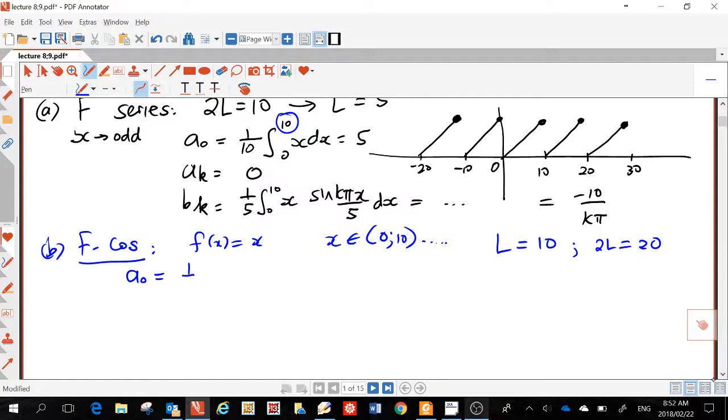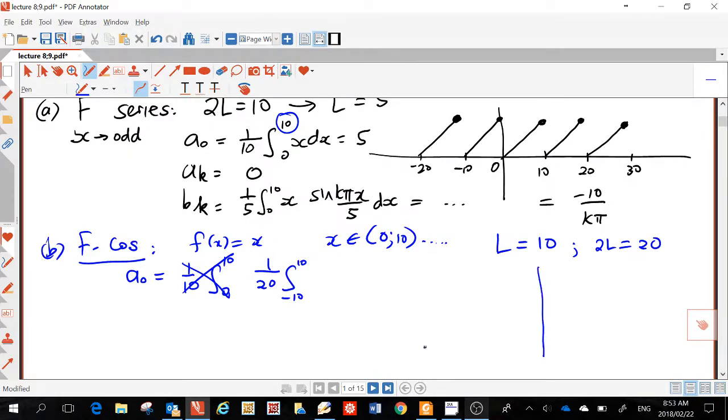So this one here is 1 over 2L. Oh, I can actually use here, it's like half range. Remember, with half range, you can double. So 1 over 2L can become 1 over L. So it can become 1 over 10, integral from 0 to 10, because I'm doubling. Actually, it's 1 over 20, integral from minus 10 to plus 10.